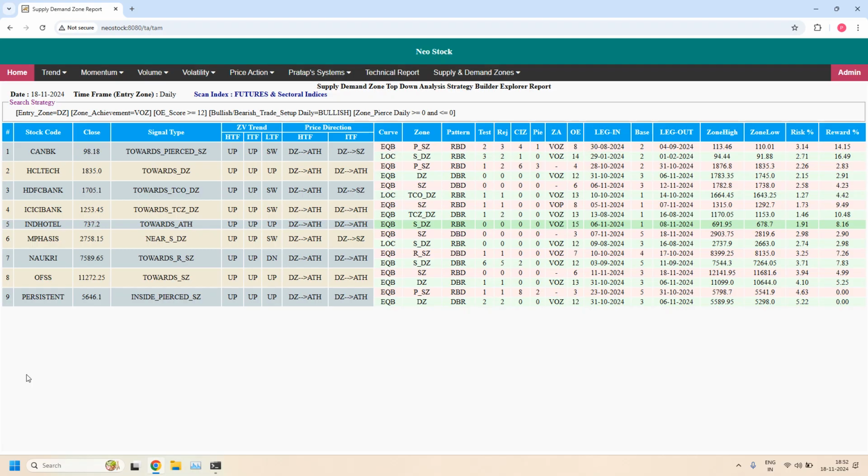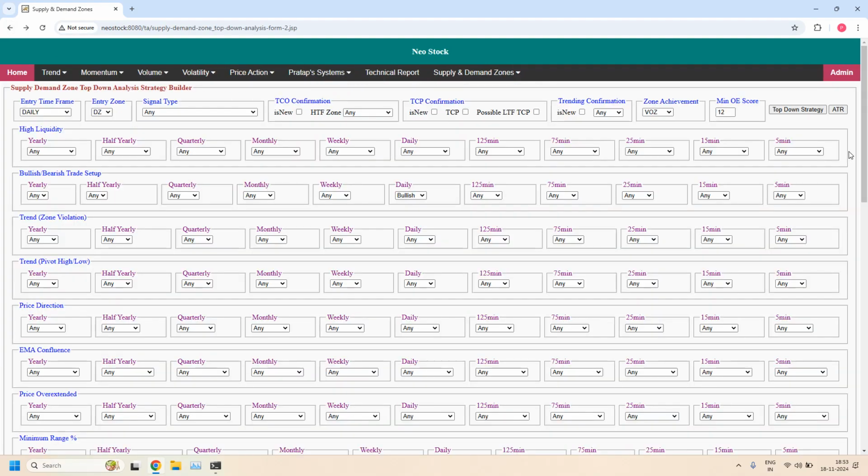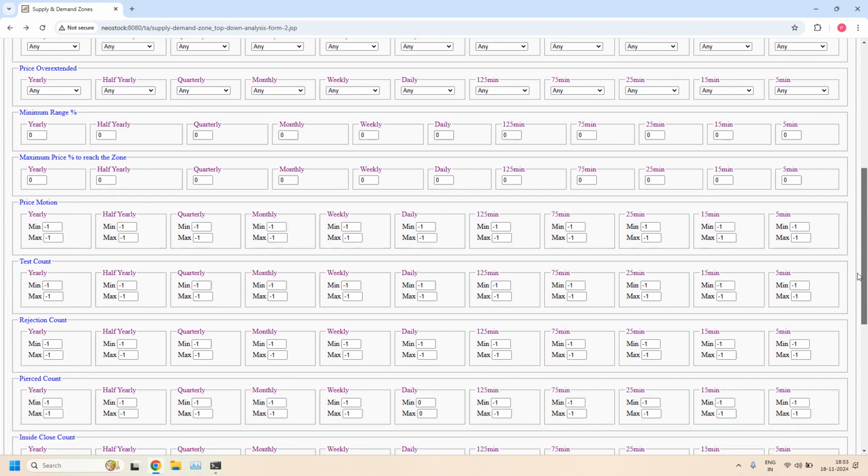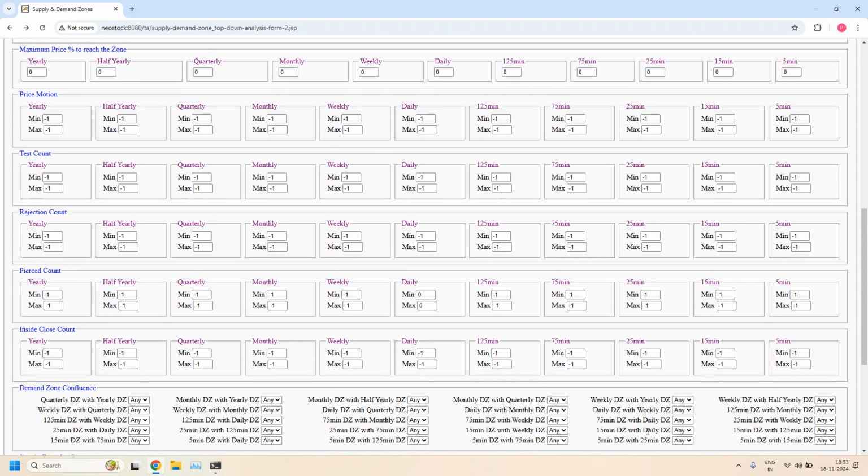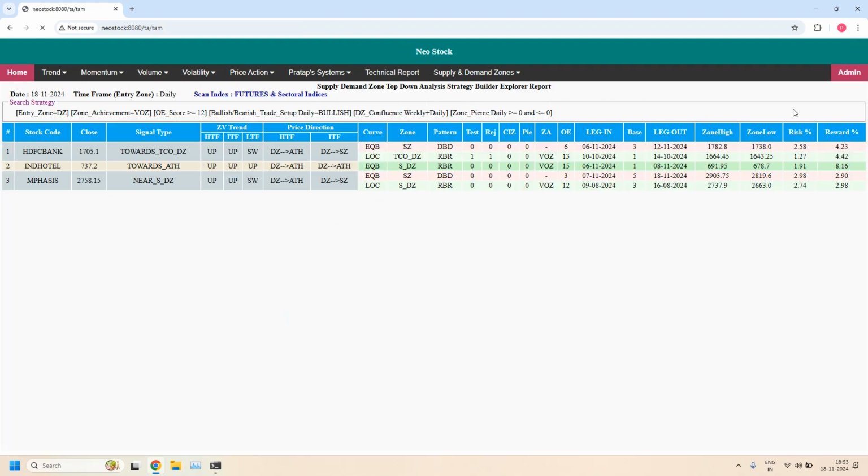So the first filter is based on LTF and ITF demand zone confluence. So let me filter. LTF is daily, ITF is weekly. So daily demand zone with weekly demand zone confluence. Enable the filter. With this filter, we got 3 stocks. These 3 are high probability setup supported stocks.